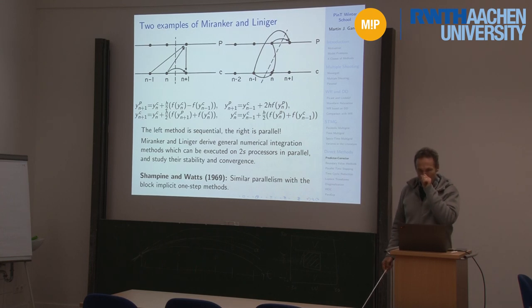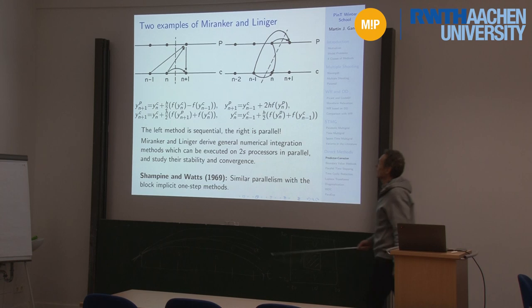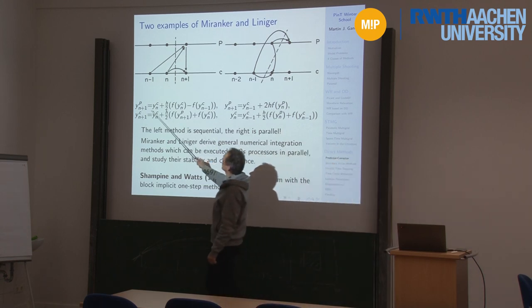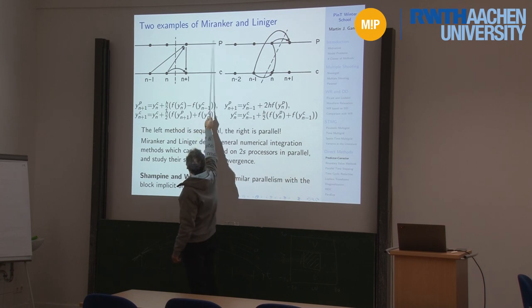And here there are two drawings with two methods that they look at. Both are predictor-corrector methods. So the first predictor-corrector method is this one. You call a predicted approximation at time n plus 1. And to do this, you use a corrected value at time n, which is here. The corrected ones are here, c. The predicted ones are up here. So you calculate the predicted value at n plus 1 using the corrected value at n.